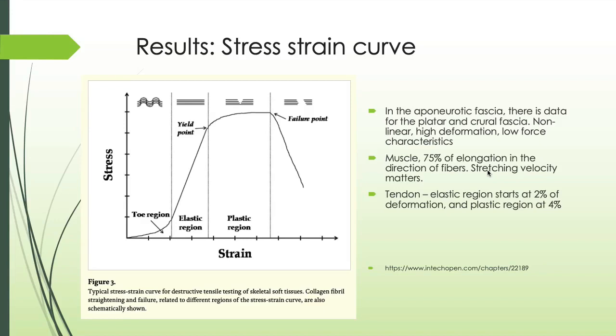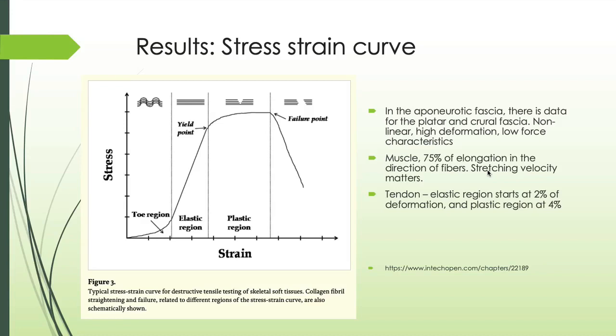The failure region of the muscle is about 75% of the elongation in the direction of the fibers, with variation in this number according to the type of muscle and whether or not they tested it with the aponeurosis and epimysium in place. The stress-strain response is sensitive to the stretching velocity, and that's quite important for us clinically.